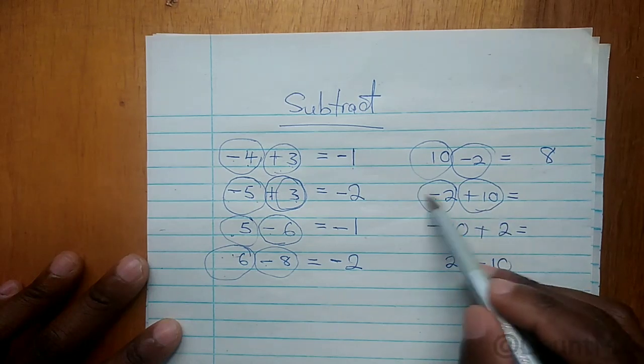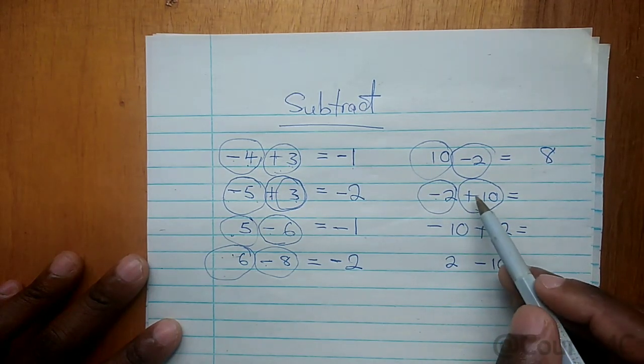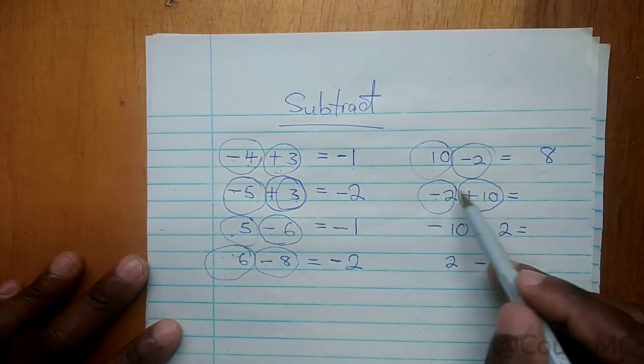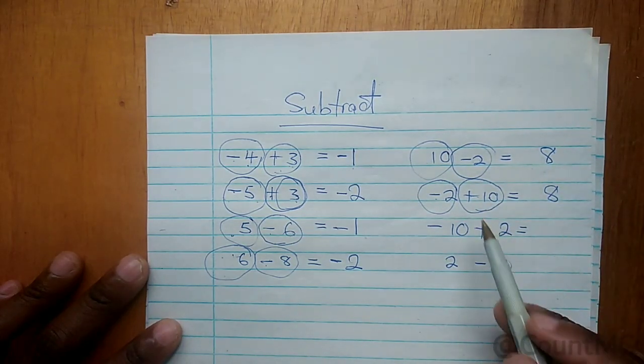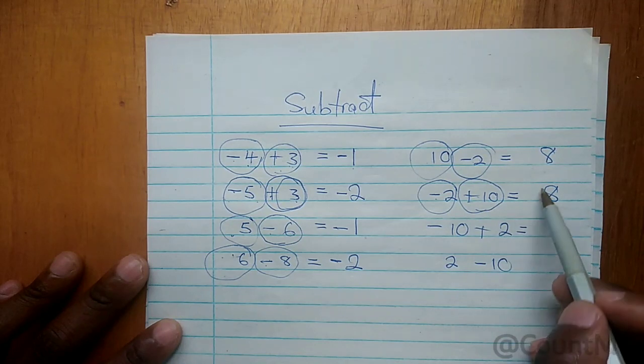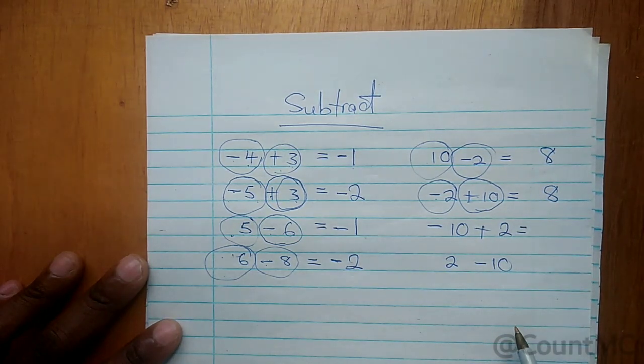These signs are different, so we are supposed to subtract. Let's ignore this. And we say 10 minus 2, you get an 8. What's the sign of the big number? It's positive, so this will be positive.